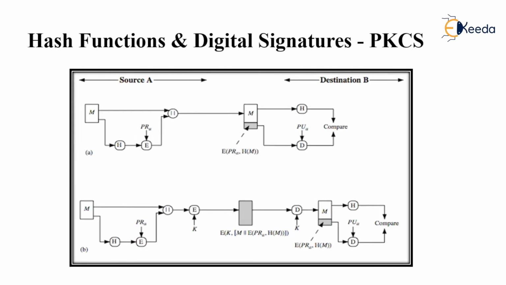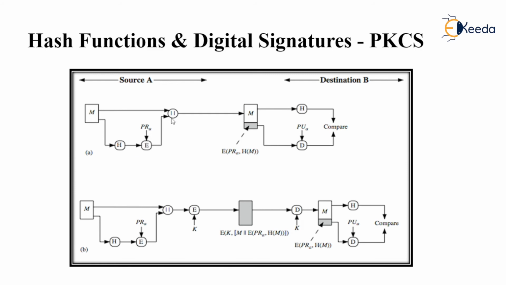Here we can see that public key cryptographic techniques can be used for the hash functionality and for the encryption process. Figure A depicts that the message undergoes hash functionality, after that it undergoes the encryption process, and for this encryption the key used is the private key of the sender, that is PRA.